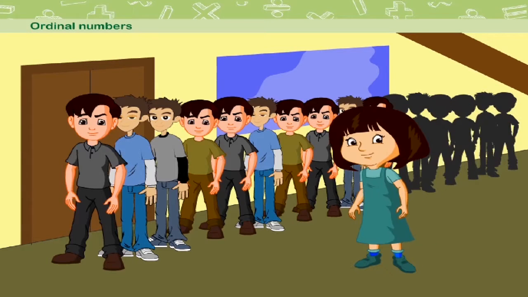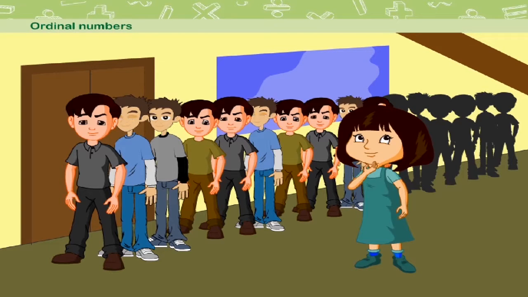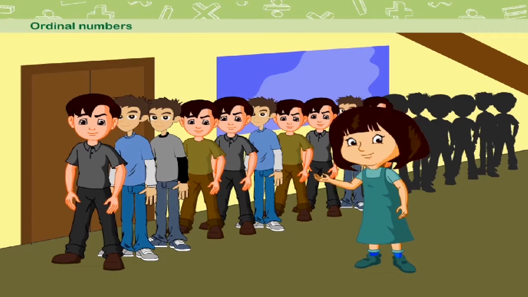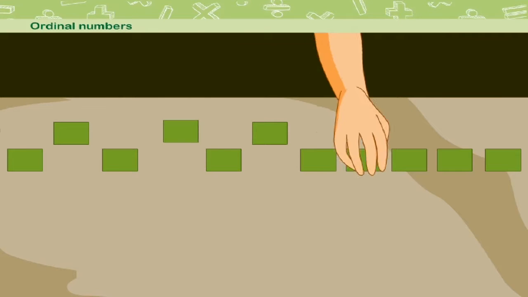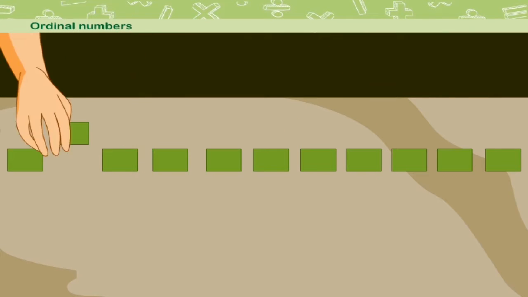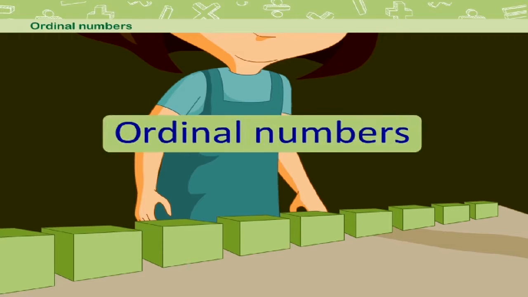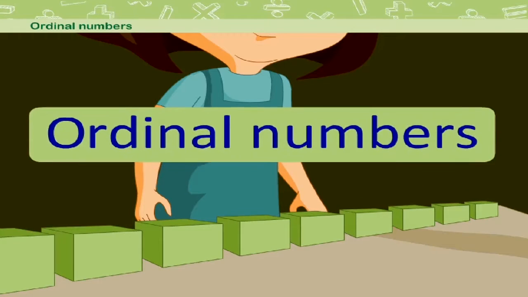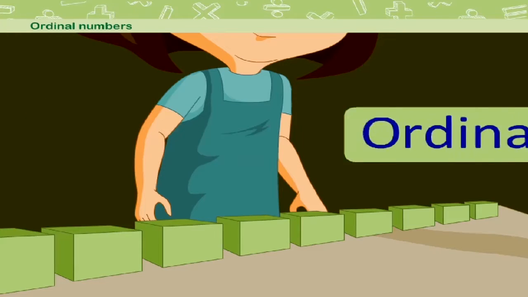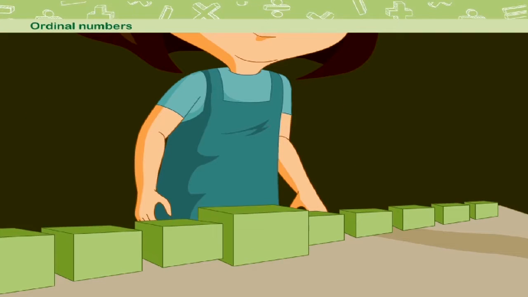Ordinal numbers. Asha is looking at the students standing in a line. She wants to know the order of the students they are standing in. Teacher Sara tells her, when objects are placed in order, one after the other, we use ordinal numbers to know their place or position.